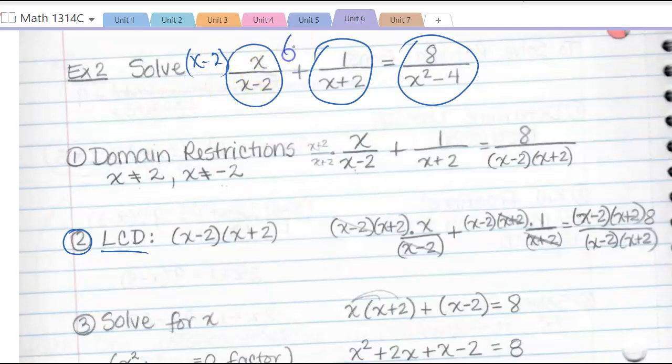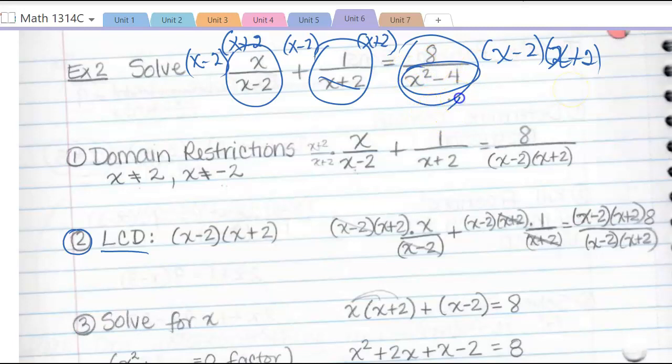But remember, I have to multiply this one by the same thing, and I have to multiply this one by the same thing. For the second fraction, I would have to multiply it times x plus 2, and that will get rid of the denominator x plus 2. So this one has to be multiplied by x plus 2, and this one has to be multiplied by x plus 2. Notice when we factor this, we had exactly x minus 2 and x plus 2. So when we multiply these at the top with these at the bottom, they will cancel out. So I think we found our LCD to be x minus 2 times x plus 2.